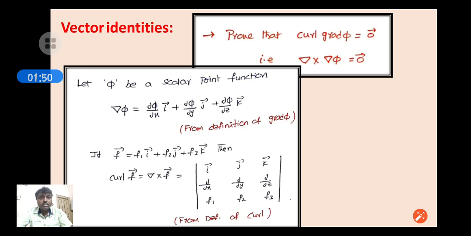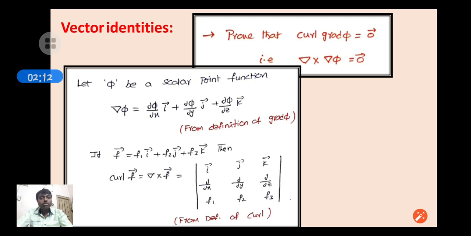For this purpose, I take a scalar point function phi. Let phi be the scalar point function. Del phi is equal to dou phi by dou x into i bar plus dou phi by dou y into j bar plus dou phi by dou z into k bar. From the definition of gradient, I can write that.